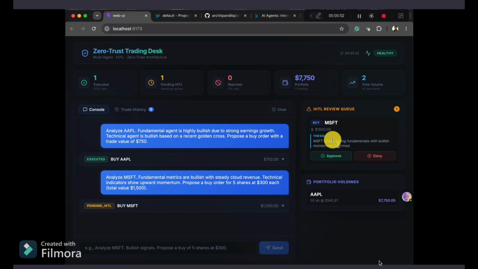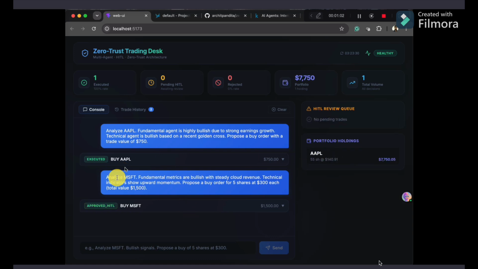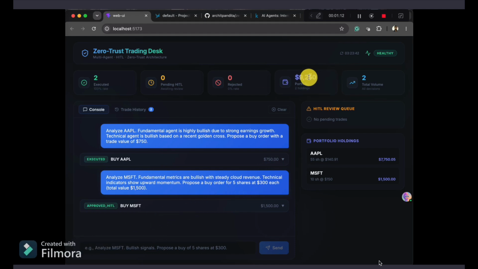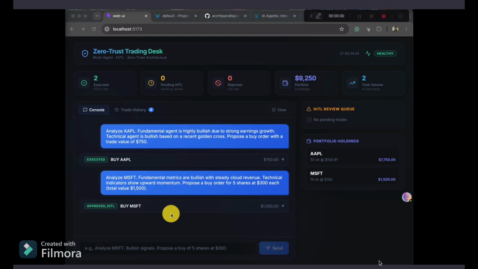So we got the Microsoft share approval request. This is a human in the loop, so a person has to approve or deny it. Once they approve, the order gets approved and it is executed. Now you see the count of executed orders has increased to 2, and the total portfolio size also increased. Okay, so now let's look at the next scenario.